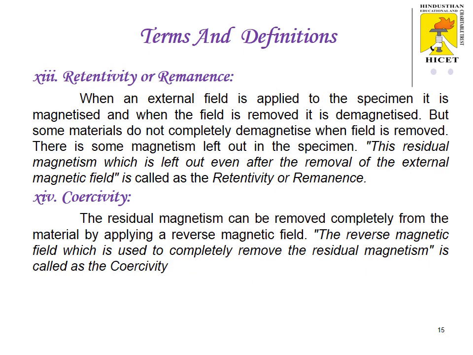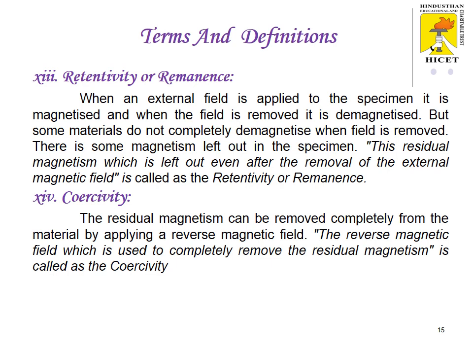The 13th definition is retentivity or remanence. When an external field is applied to a specimen, it is magnetized. And when the field is removed, it is demagnetized. But some materials do not completely demagnetize when the field is removed. There is some magnetization left in the specimen. This residual magnetism, which is left even after the removal of the external magnetic field, is called retentivity or remanence.